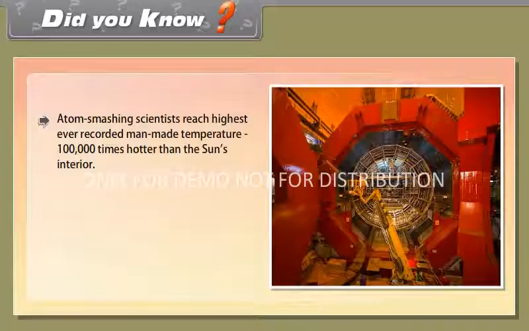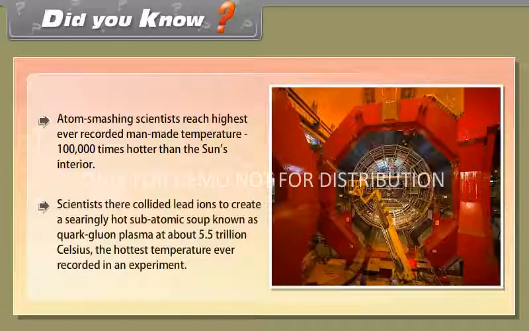Did you know? Atom smashing scientists reach the highest ever recorded man-made temperature, 1 lakh times hotter than the sun's interior. Scientists there collided lead ions to create a searingly hot subatomic soup known as quark-gluon plasma at about 5.5 trillion Celsius, the hottest temperature ever recorded in an experiment.